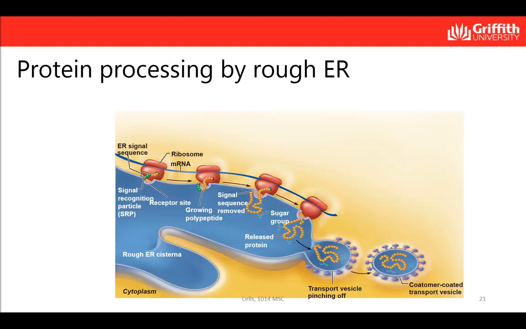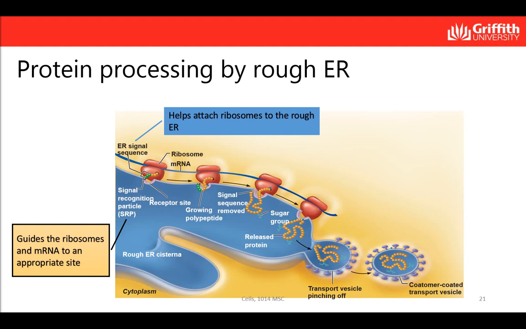As described earlier, ribosomes in a cell can attach and detach with the rough endoplasmic reticulum. However, if a protein that is being synthesized has an endoplasmic reticulum signal sequence, the ribosomes, along with its mRNA, attach to the rough endoplasmic reticulum. The signal recognition particle guides the ribosomes and the mRNA to an appropriate receptor site on the endoplasmic reticulum.